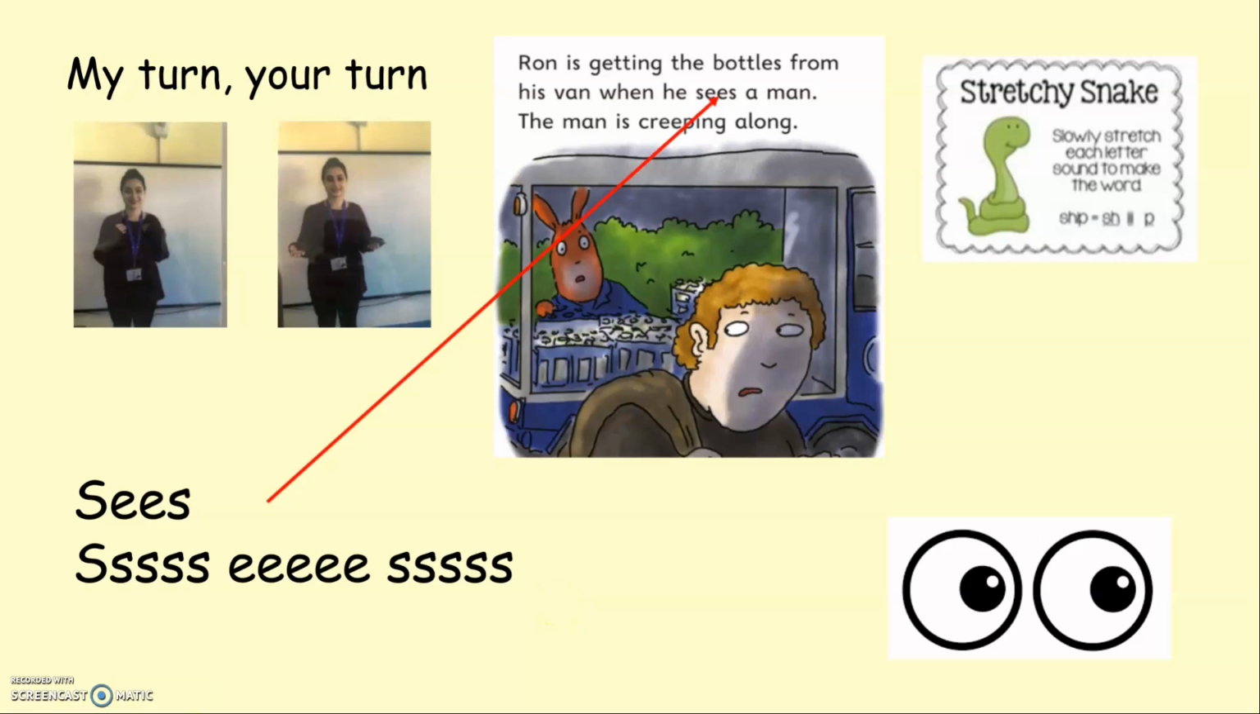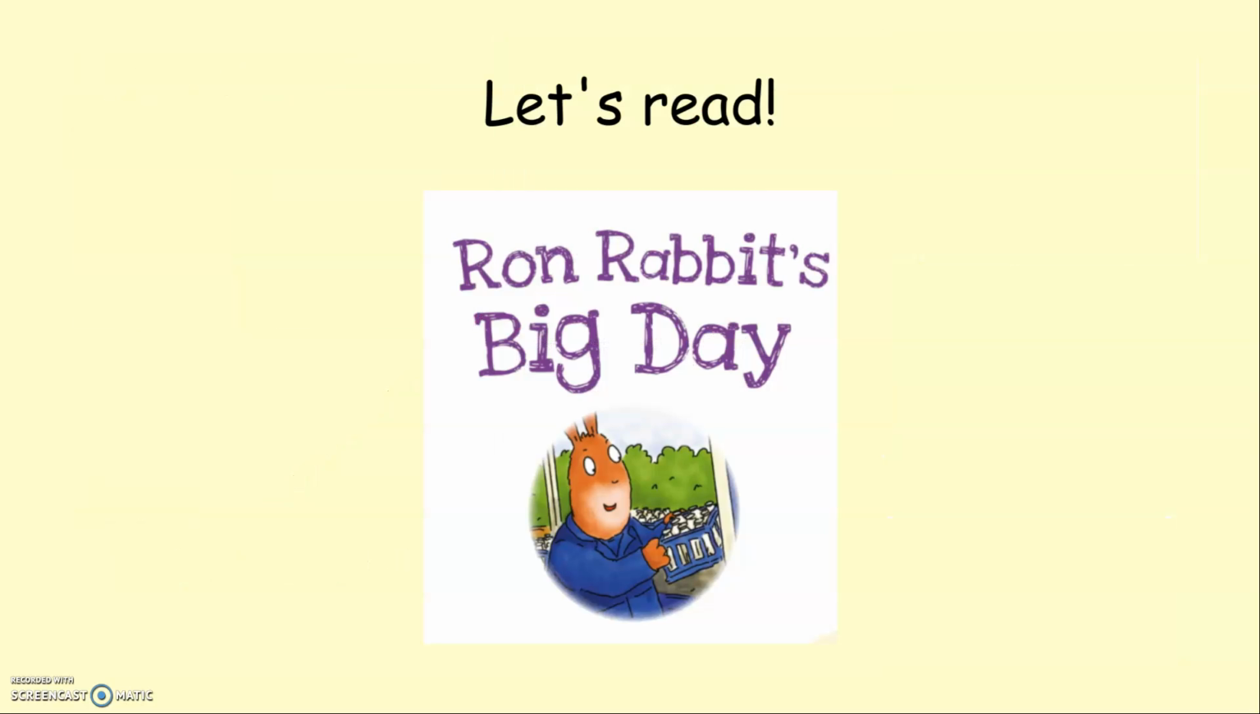Sees. When he sees a man. Sees. Is what you can see. What can you find with your eyes? See. Ron sees the man. I can see my computer. Sees. All right. It's now time to read Ron Rabbit's Big Day.